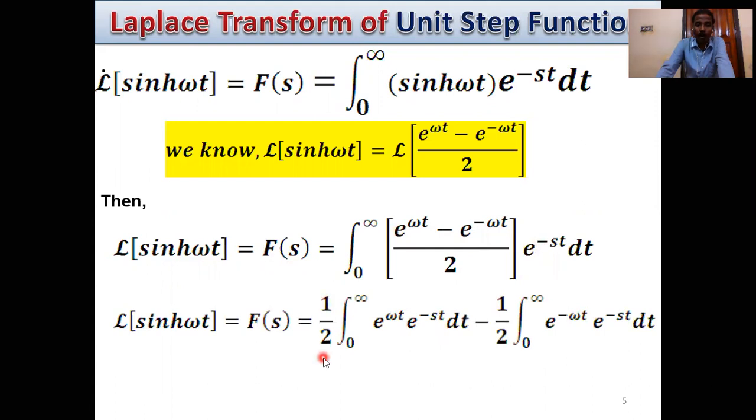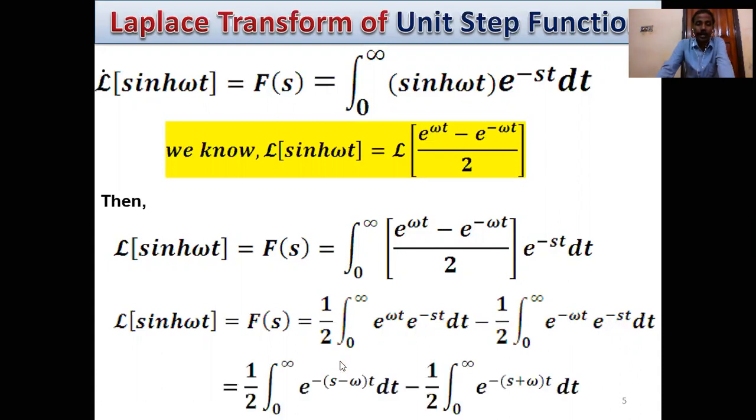So common 1 by 2, integral from 0 to infinity of e to the power omega t times e to the power minus st, and e to the power minus omega t times e to the power minus st, then addition, and we get e to the power minus (s minus omega) t, and the second part e to the power minus (s plus omega) t. This is for the Laplace transform of sine hyperbolic omega t.